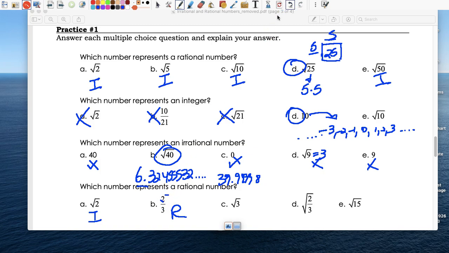It's a ratio of two integers. We have a 2, which is an integer, and a 3, which is an integer. So writing it as a fraction makes it rational. This is irrational. And this is irrational. So the only correct choice is that.